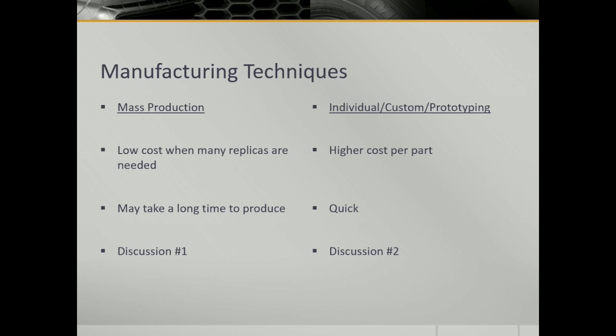Hopefully in your discussion you touched on some of the following points. In discussion number 1, we were describing a mass production manufacturing scenario, where low cost can be achieved by making many replicas. However, it might take a long time to produce many objects. In discussion number 2, we were talking about individual, custom, or prototype style manufacturing, which has a higher cost per part but can be done much more quickly. It's this type of manufacturing that 3D printers are used for.